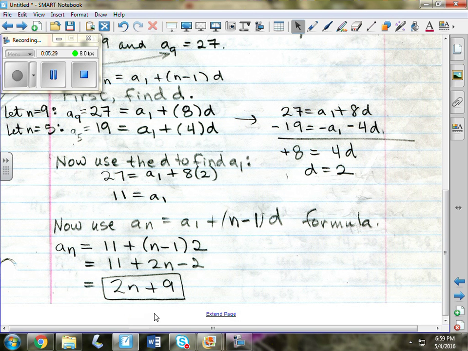So these formulas are really useful for finding later terms in a sequence.